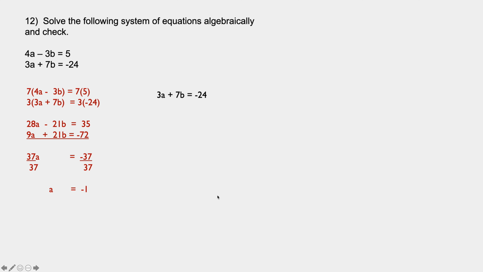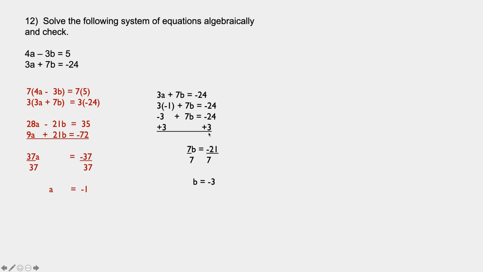All right, next up, let's go back and find b. Use either original equation. I'm going to use the bottom one because I like the fact that the b's are positive there. So 3 times negative 1 plus 7b is negative 24. 3 times negative 1 is negative 3. Add 3 to both sides. I get 7b equals negative 21. Dividing by 7, b is negative 3.